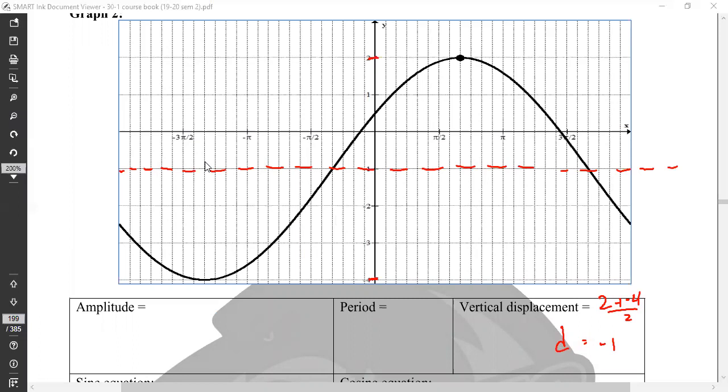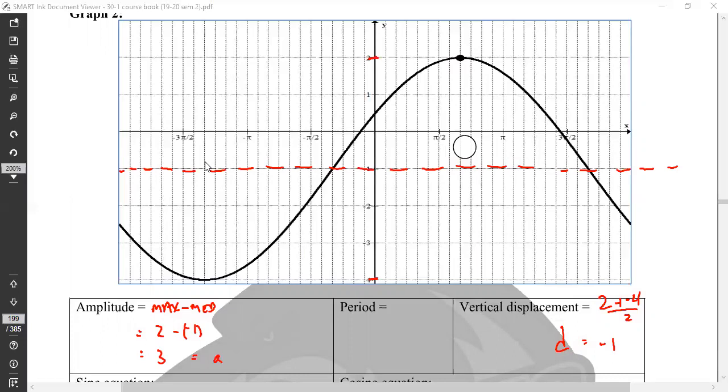So D is equal to -1. Our amplitude is going to be your maximum minus your median height, and we have a maximum height of 2, median height of -1. 2 minus -1 is an amplitude of 3. That's pretty clear. It's pretty obvious. The amplitude is 3.